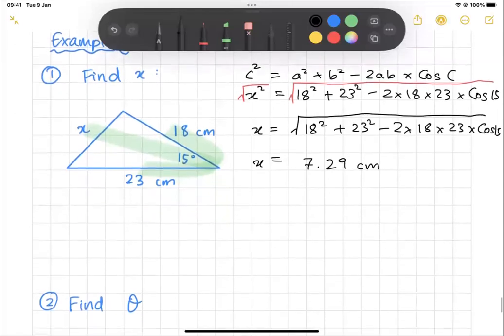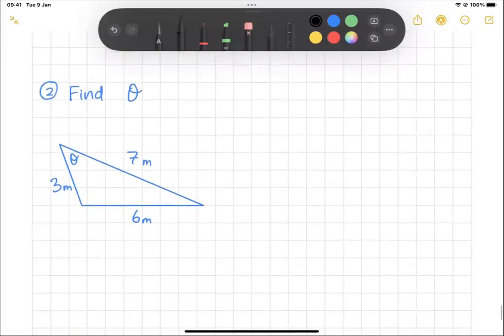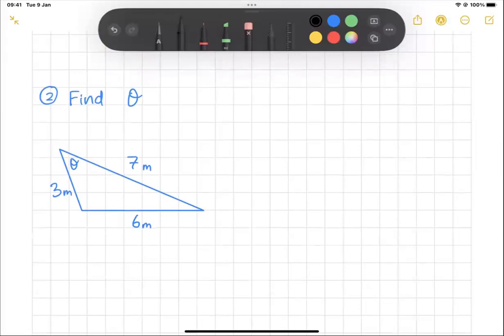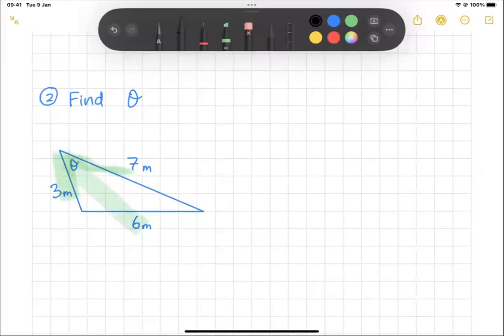Okay, that's example 1. Example 2, find theta. I have two types of methods, so I need to double check which one I need to use. I'm trying to find angle theta. It's not labeled, so I can just use the general formula. This looks like a TP here. The angle that I'm trying to find, theta, has its opposite side there, where the 6 meters are. It's an arrow. Therefore, I'm going to use cosine. I'm going to write it down.